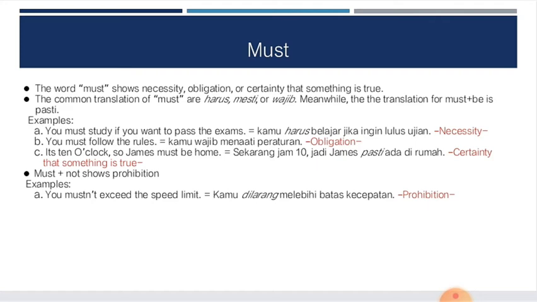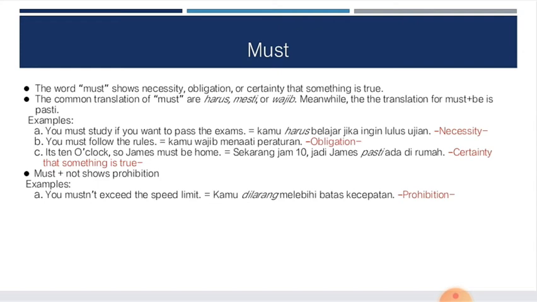And then, must plus not shows prohibition. For example, you mustn't exceed the speed limit. It means kamu dilarang melebihi batas kecepatan. It shows prohibition.